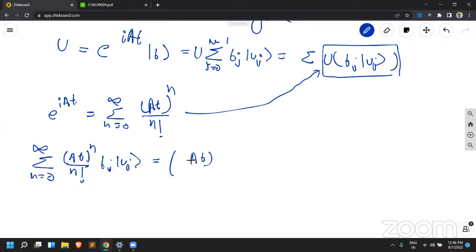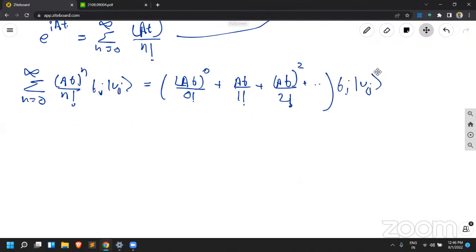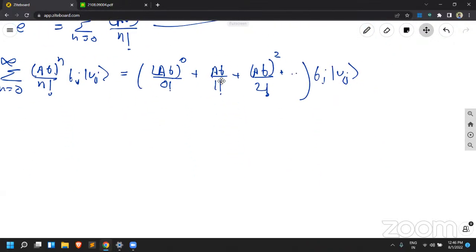The first term would be A to the power 0 by 0 factorial, plus A to the power 1 times t by 1 factorial, plus (At)^2 by 2 factorial, plus and so on up to infinity, and we have bj and uj. Now, since we know that uj is the eigenvector of A, if we bring this uj inside the bracket and multiply with all the A's, what you're going to get is eigenvalue lambda j times uj.